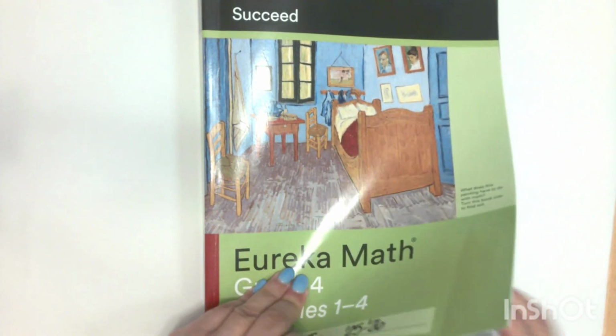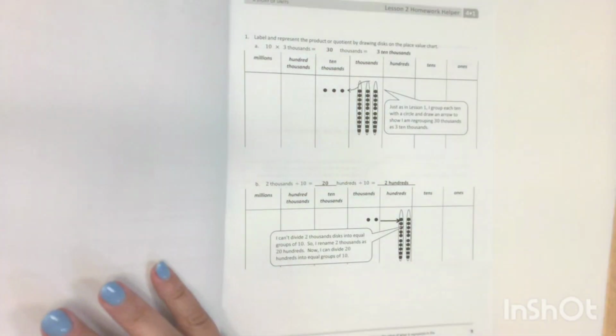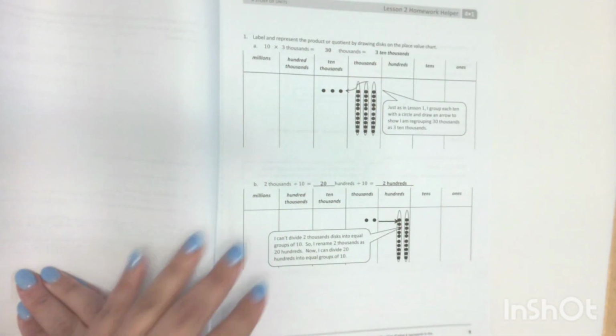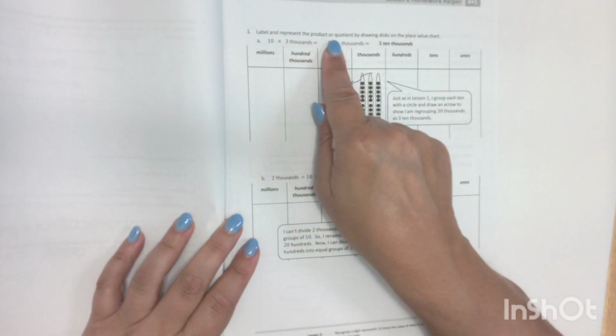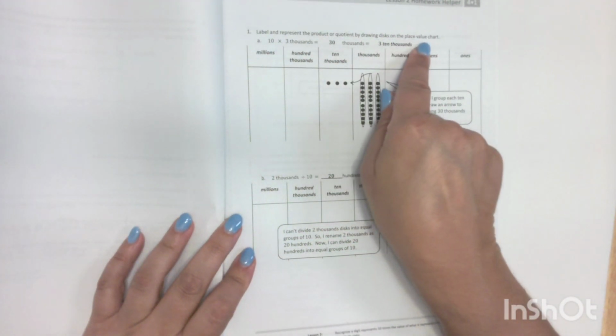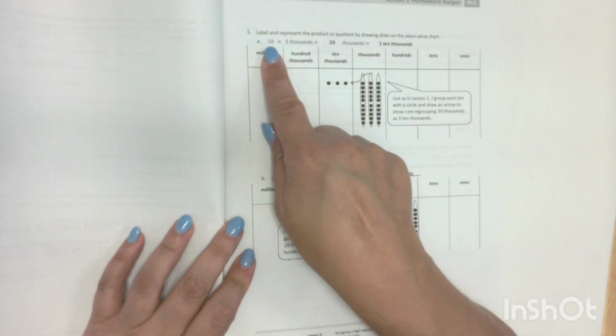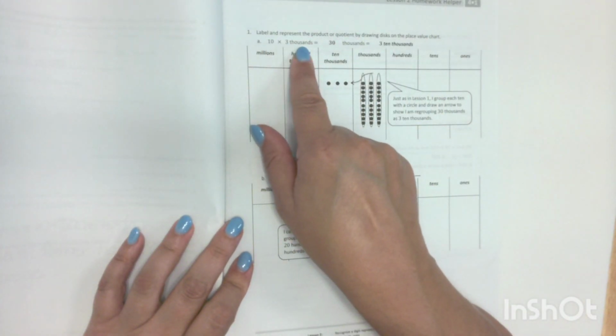Get your Succeed book. We're going to work on lesson 2. Let's turn to page number 9. We'll start by looking at the homework helper. It says label and represent the product or quotient by drawing discs on the place value chart. The problem is 10 times 3,000.